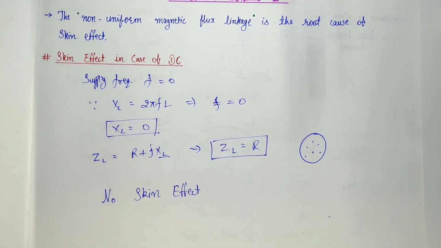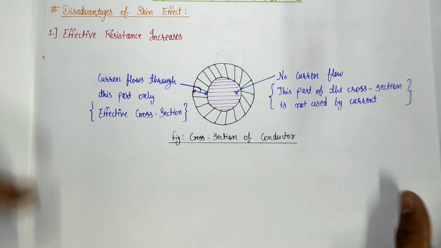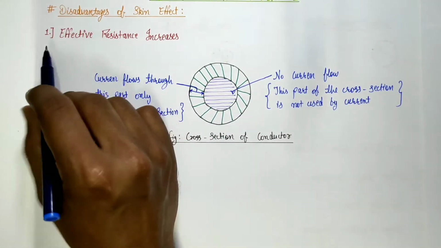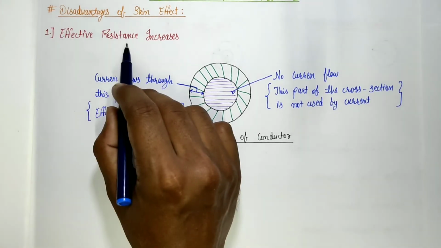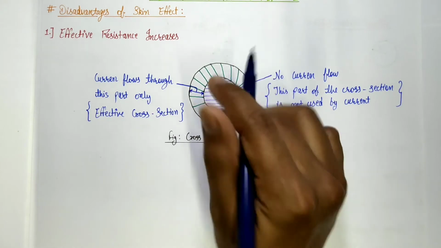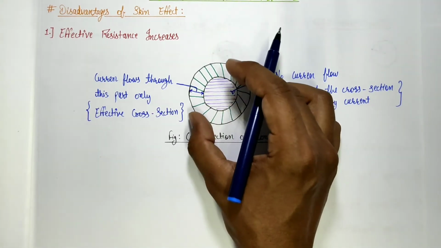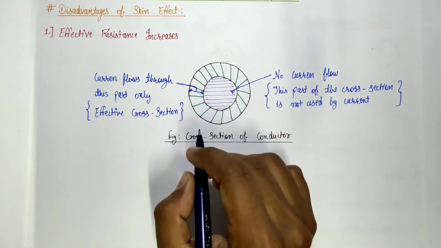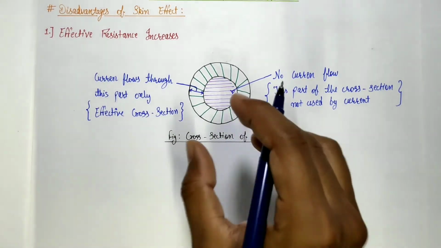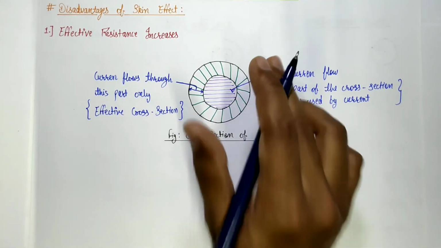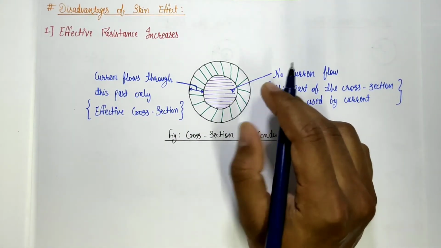Our next topic is the disadvantages of skin effect. So let's see what the disadvantages of skin effect are. The first disadvantage is that effective resistance increases. So guys, as you know, due to skin effect the current concentrates near the surface of the conductor, or we can say that most of the current flows through the surface of the conductor, due to which the entire cross-sectional area is not being used by the current. Some part of the cross section is being wasted.